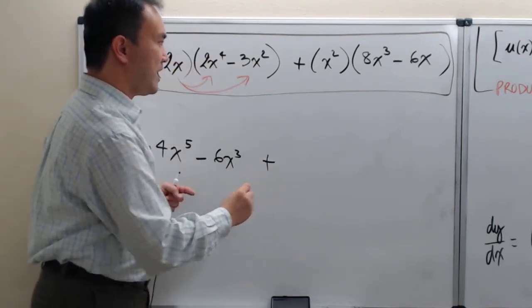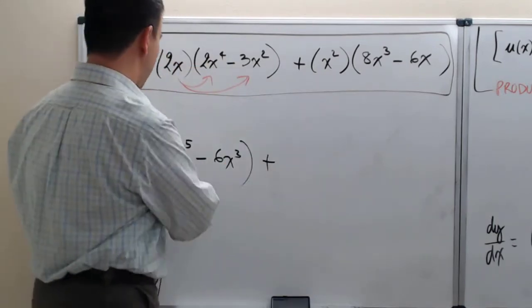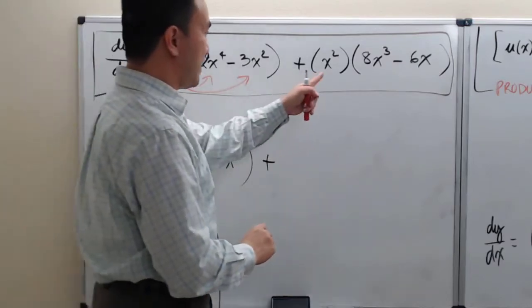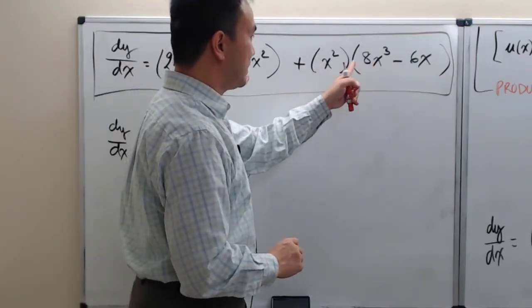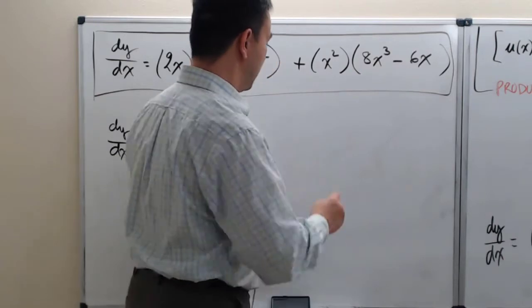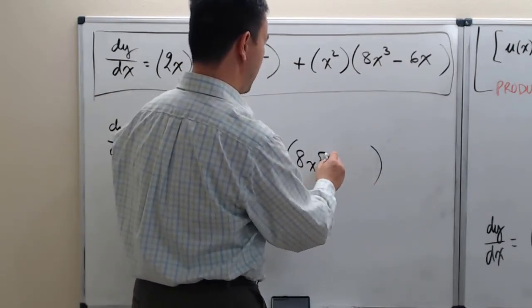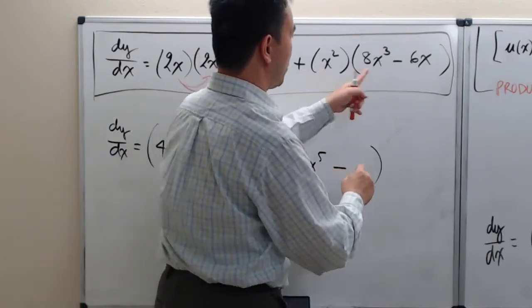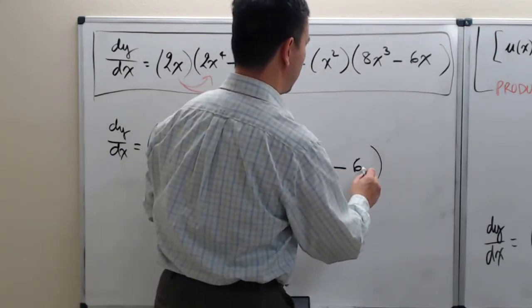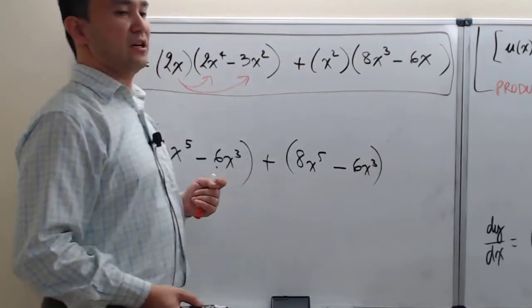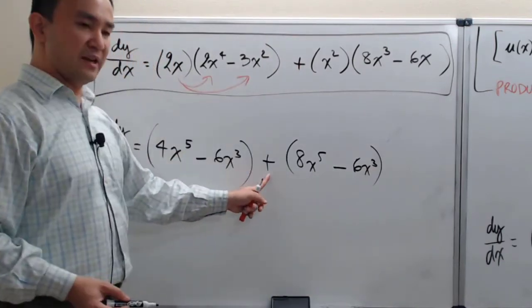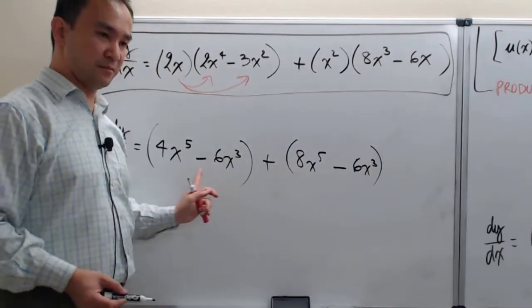Then we're going to add, and maybe let's keep parentheses here. And now x squared is going to be distributed for each of these two terms right here. So now I'm looking at 8x to the fifth minus, now x squared times 6x is going to be 6x cubed. And now it's adding between these two groups of parentheses.